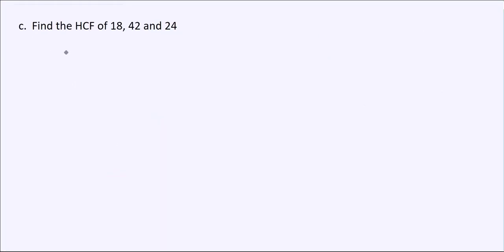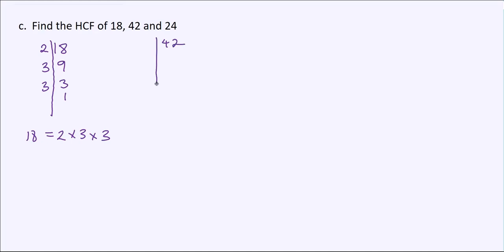Okay, find the HCF of 18, 42, and 24. So let's express this as a product of their prime factors. Starting from here, 18 divided by 2 is 9. 2 cannot go anymore, so we use 3. 9 divided by 3 is 3, and 3 divided by 3 is 1. So 18 is equal to 2 multiplied by 3 multiplied by 3.